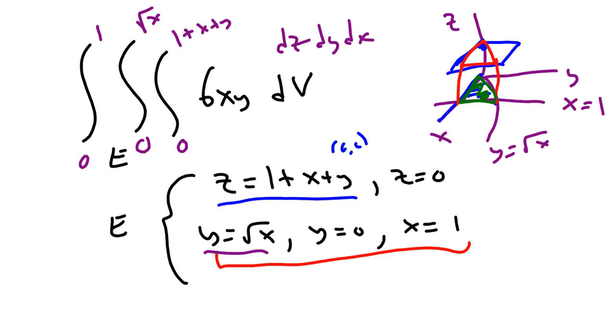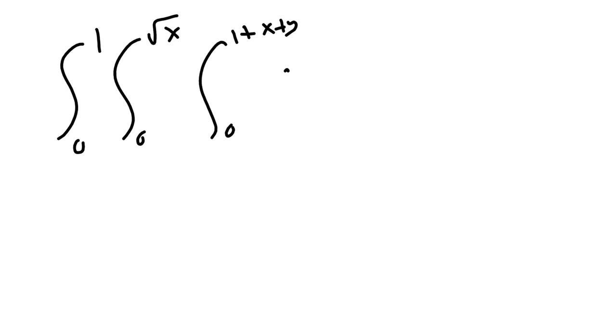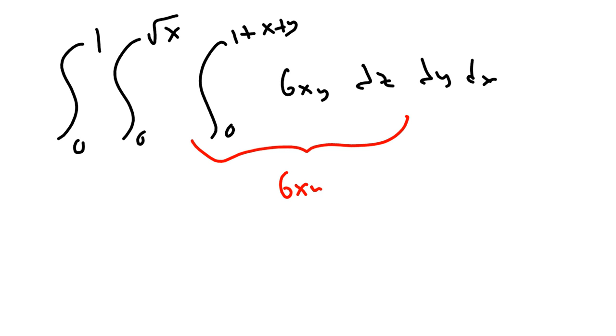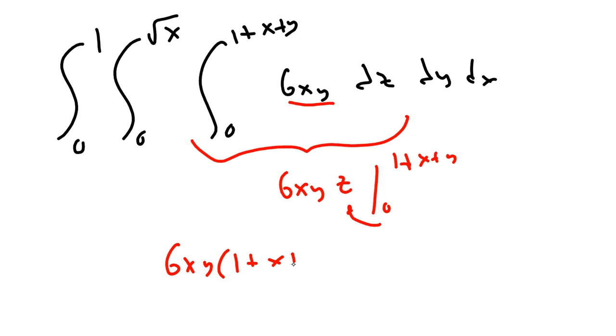Let's go do that. So let's see if I can remember it. From 0 to 1, from 0 to root x, from 0 to 1 plus x plus y, 6xy, dz, dy, dx. Let's do one integral at a time. With respect to z, we would get 6xy times z, because this has no z in it, so the antiderivative is just that times the constant z, evaluated from 0 to 1 plus x plus y. Plugging in 0 is just going to cancel everything. We plug in the other one, we get 6xy times 1 plus x plus y. I'm going to take a minute to distribute that. We'll get 6xy plus 6x squared y plus 6xy squared.